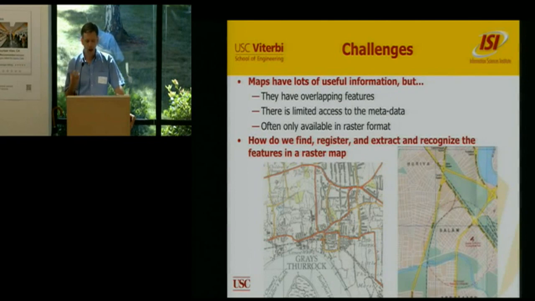So the challenges are, how do we actually find these maps that cover a given area and a given topic? How do we register them, meaning how do we actually figure out exactly what the coverage of the map is? And then how do we actually extract the different layers and then recognize the features in those layers in the raster map? And so I'm going to talk about all of those things today.